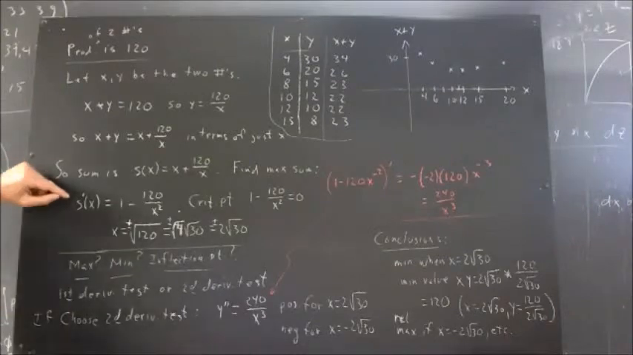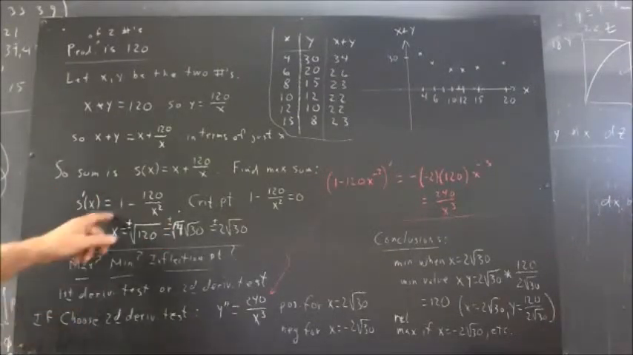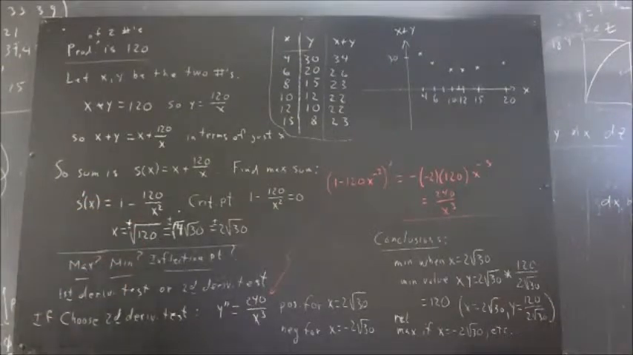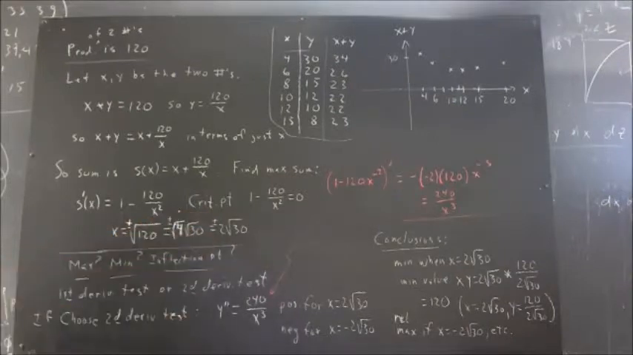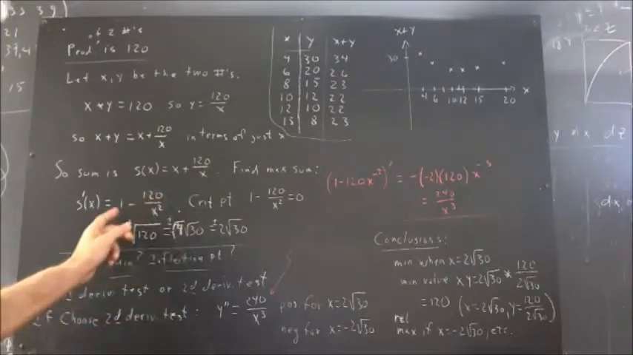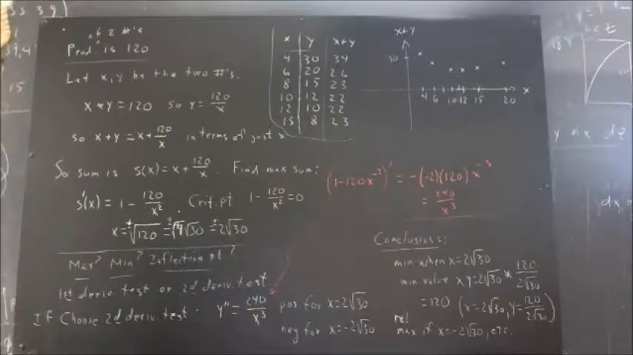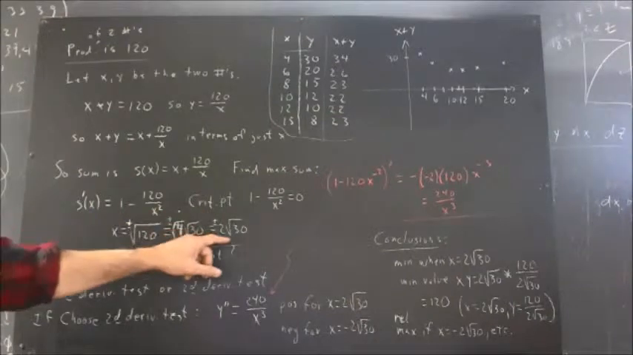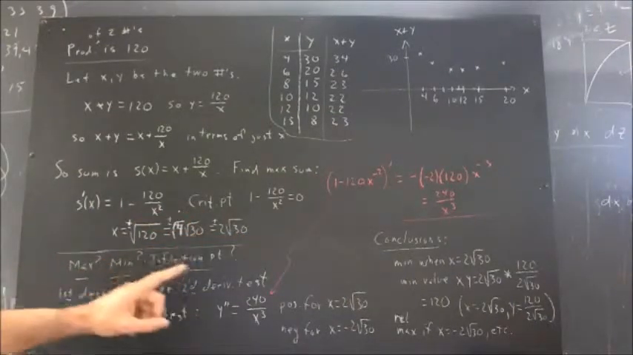I'm going to take s prime of x, the derivative. That is 1 minus 120 over x squared. We can find a critical point. A critical point occurs when s prime of x equals 0: 1 minus 120 over x squared equals 0. We can solve that easily for x. We get x equals plus or minus 2 times the square root of 30.